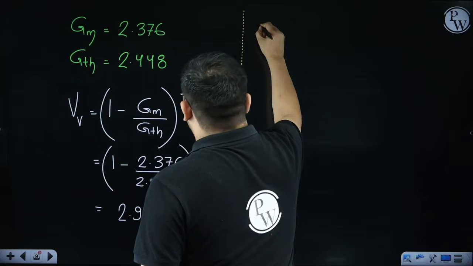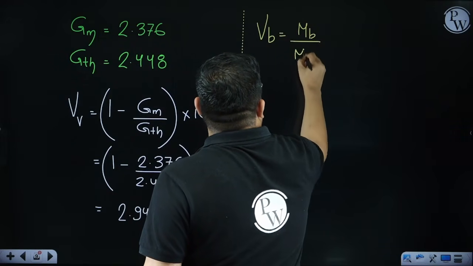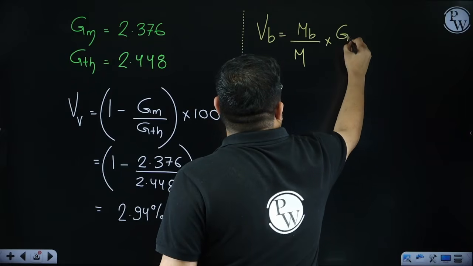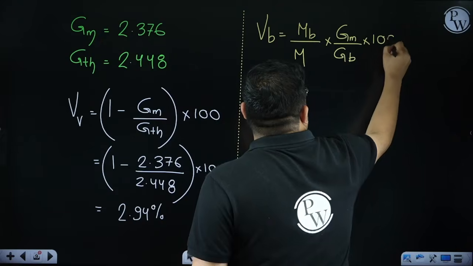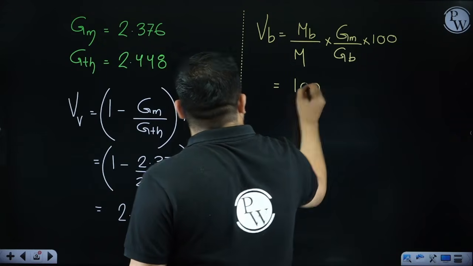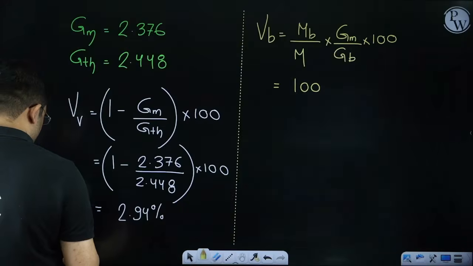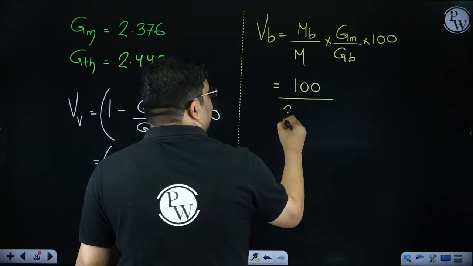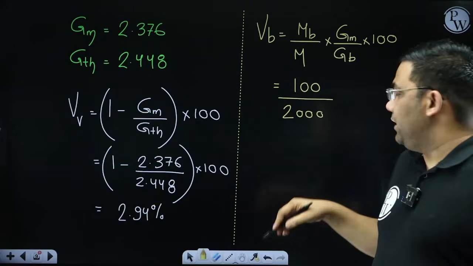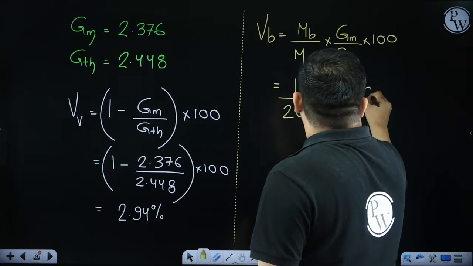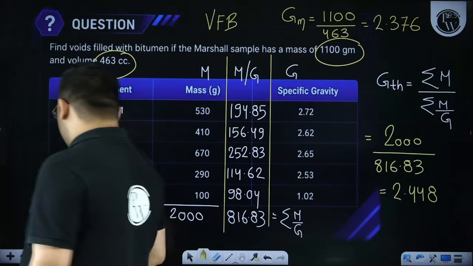Now if I want to find out the percentage bitumen, what is the formula? It is the mass of bitumen by total mass into the specific gravity of the mix, GM, by specific gravity of the bitumen into 100. Now mass of bitumen is given as 100. Total mass is 2000. So 100 by 2000. Here we take the total mass of the mix, not of the sample. Into GM, we just got 2.376, and specific gravity of bitumen is given as 1.02.